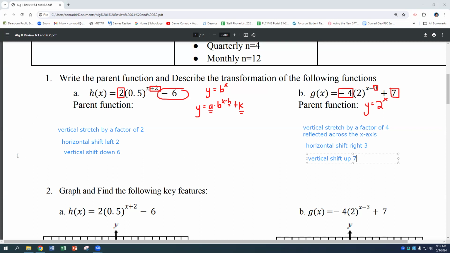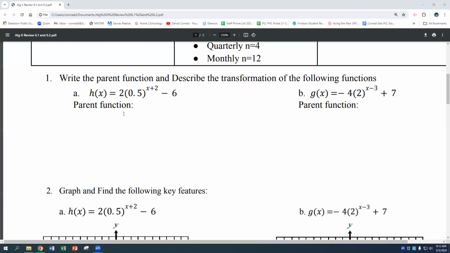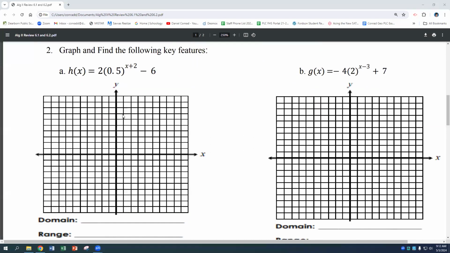All right, number 2, we're going to have the same functions. We're going to graph them, though. All right, so the first one, h of x equals 2 times 0.5 to the x plus 2, and then minus 6. So this is going to be exponential decay because our b value here is less than 1. It's between -1 and 1.